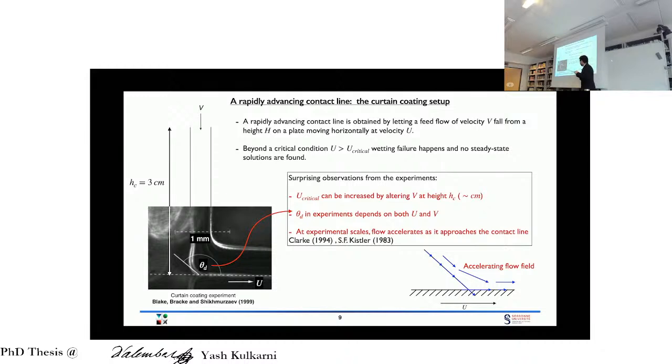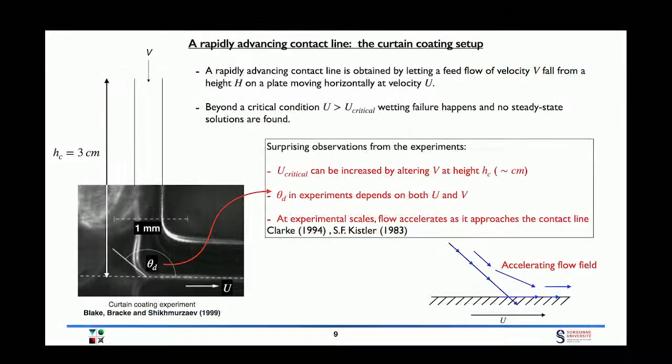And also this angle theta d that was measured at the experimental resolution, typically 20 microns, depends not only on U but also on V. So this angle depends both on U and V at experimental scales. And one very interesting thing here is that at experimental scales, again around 20 microns, the flow around the contact line appears to accelerate as it entrains the contact line. So as you approach the contact line, the fluid velocity increases, at of course the experimental resolution.